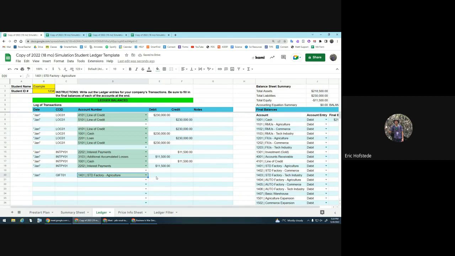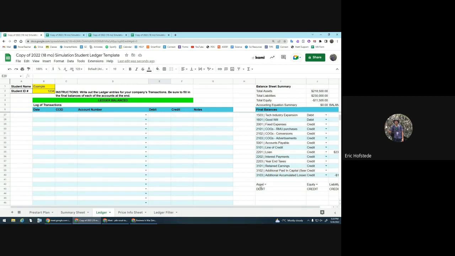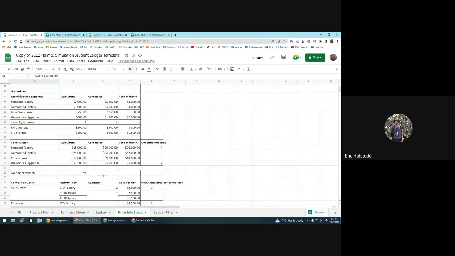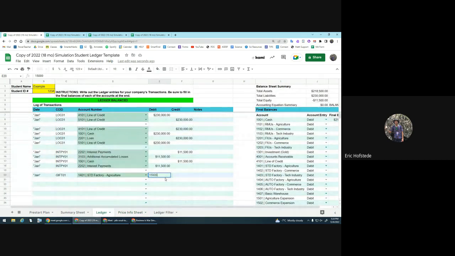All right, so I was gifted one standard factory, which is an asset, and I gained it, so it went up. My assets went up in value, so that needs to be a debit, right? Debits increase assets. How much do I get dollar-wise, though? That's where the price info sheet will help you out. The construction cost of an agriculture standard factory is $15,000. So I can get $15,000 added to my asset account. All right, it's not balanced. I need a second entry. I'm just going to go ahead and get a bunch of these ready for later. Drag them down.